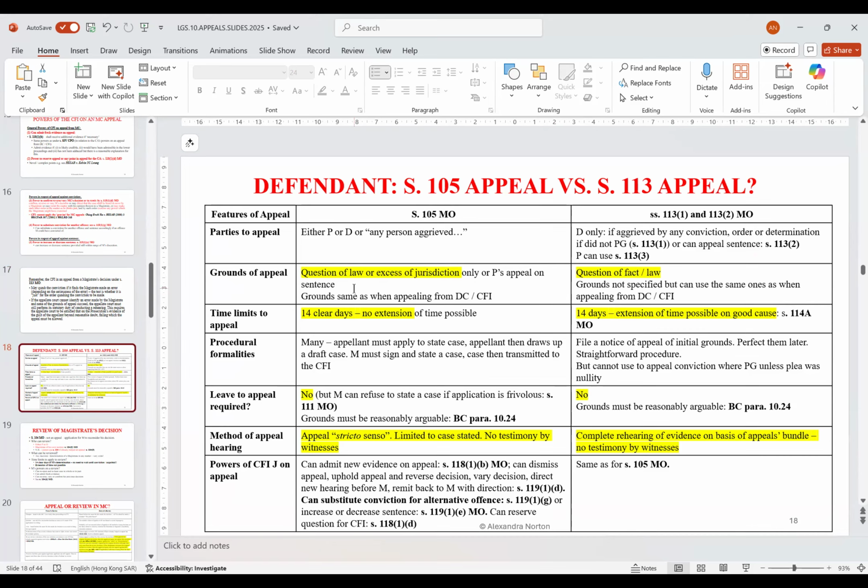105 has to be an appeal on a question of law, but if you're appealing a question of fact for the defendant, he can use Section 113, subsection 1 or 2. Okay, different time provisions, because extension of time is possible under 113, but not 105. And then different types of appeal as well. So you can read that, I think, in your own time.